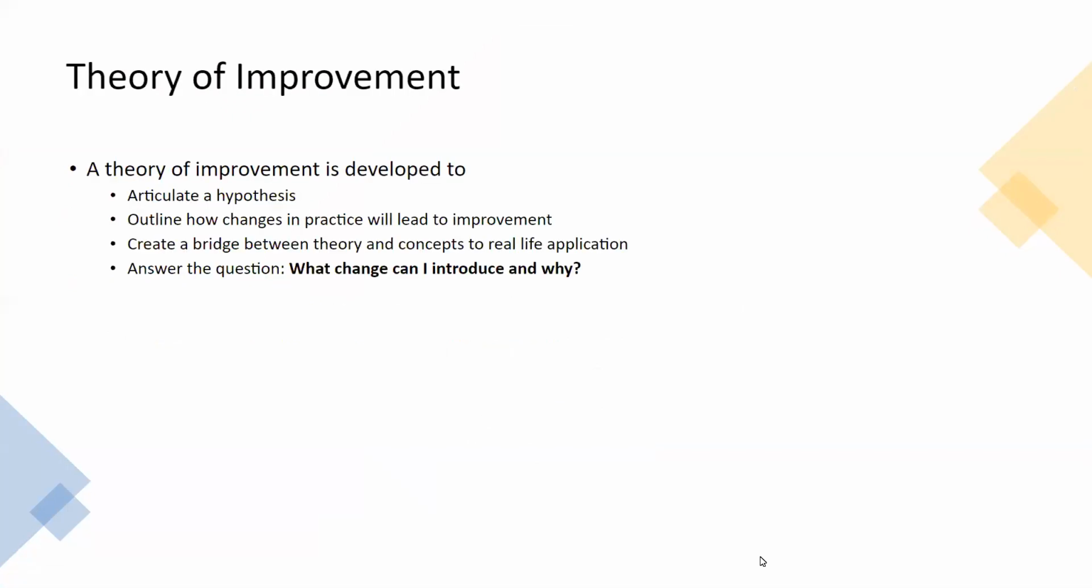A theory of improvement is developed to articulate the hypothesis that you have about your problem of practice and outline how changes in practice will lead to improvement. It can create a bridge between theory and concepts to real-life application, and it can answer the question, what can I introduce and why?